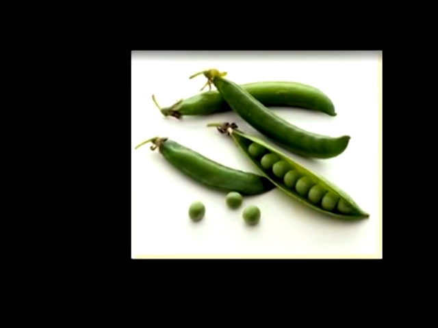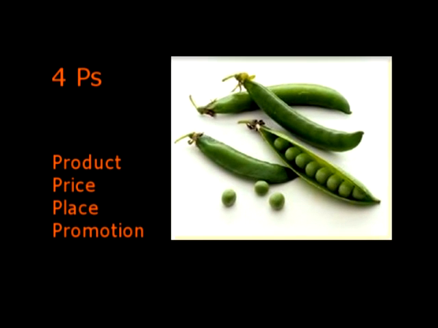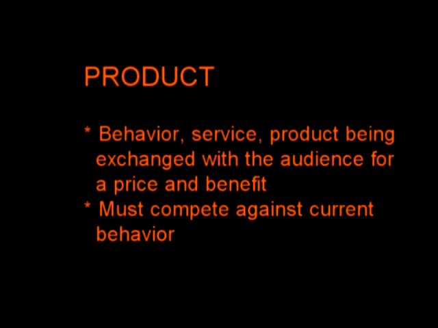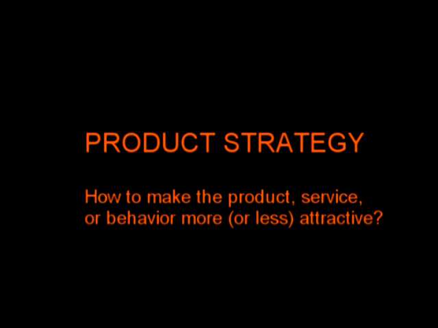The 4 Ps stand for product, price, place and promotion. Product refers not only to tangible products like condoms or bed nets, but also to services and behaviors. There is normally a current behavior that is in competition. While creating a product strategy, the questions that we need to answer are: how can we make the product, service or healthy behavior more attractive? And sometimes in our work, we want to make products like tobacco or behavior like gender-based violence less attractive.